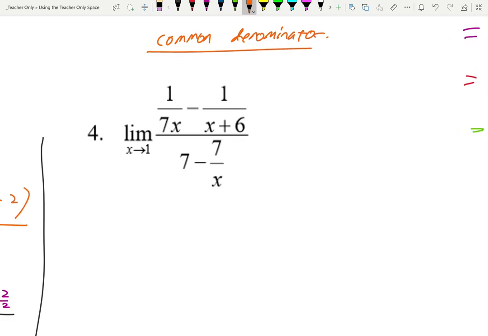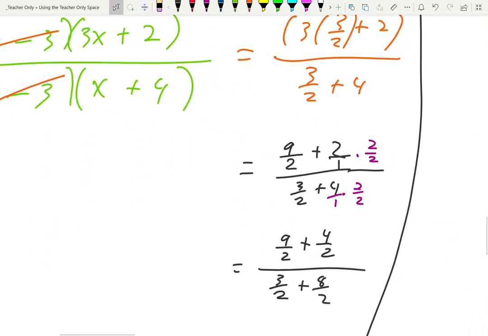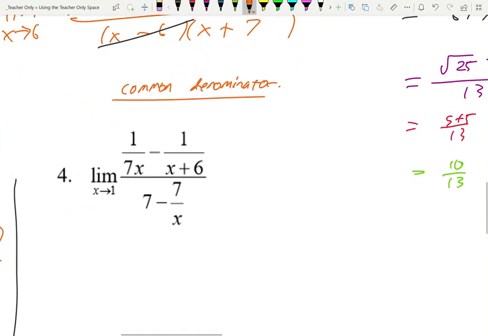We're going to do what we literally just did over here when we added and subtracted our numbers, right? We said we need common denominators. So we looked at this denominator and said, what does this one need? It needs a 2, right? So we're going to go back and do that here.